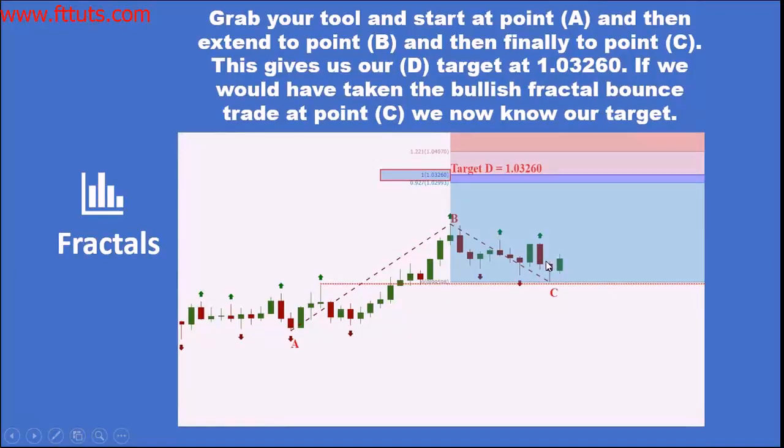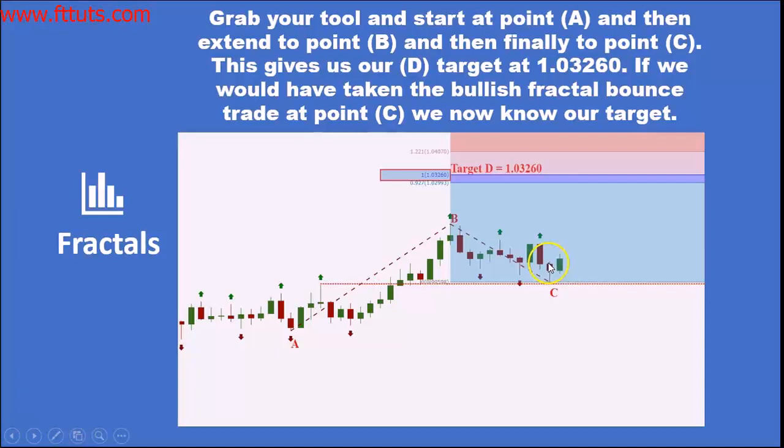So grab your tool and start at point A, right? And then extend to point B, and then finally to point C. This gives you our D target at 103.260. So if we would have taken the bullish fractal bounce trade at C, we now know where our target is. So if we take our fractal bounce trade where the market broke this fractal right here and came back to this fractal right here, and we enter on this rejection right here.